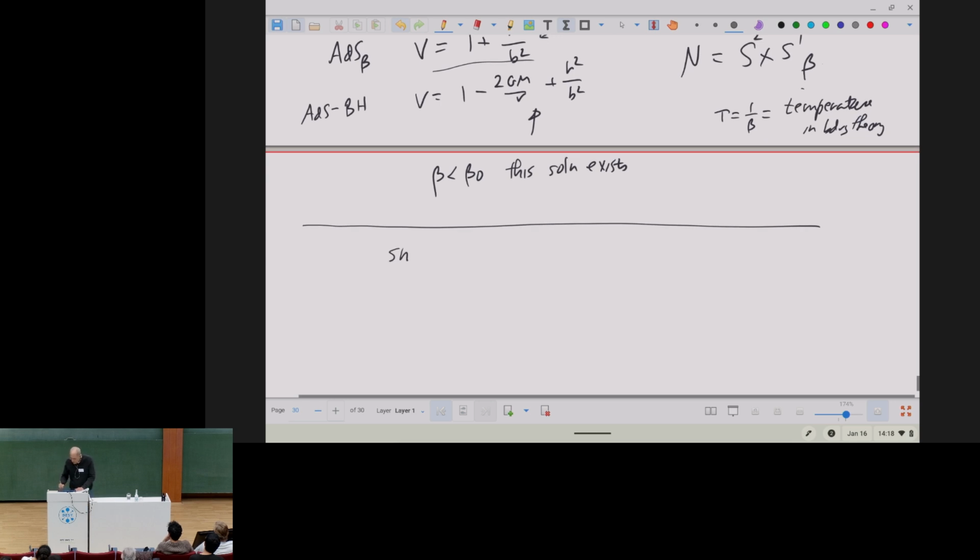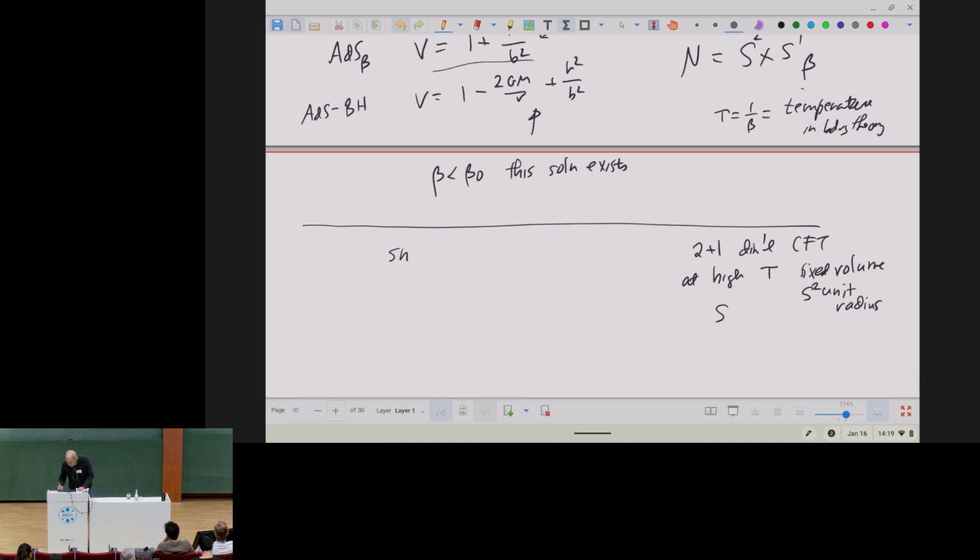Now then, a fact about 2 plus 1 dimensional conformal field theory is that at high temperature, for fixed volume, we're in fixed volume because we're on a two-sphere of unit radius. So at high temperatures, fixed volume, the entropy goes like T squared and the energy goes like T cubed.